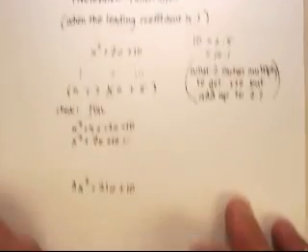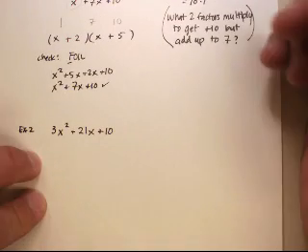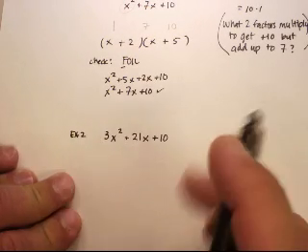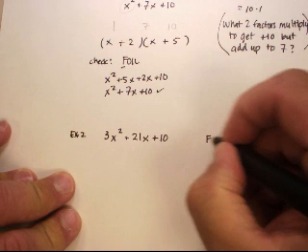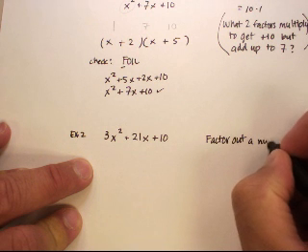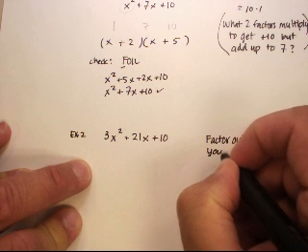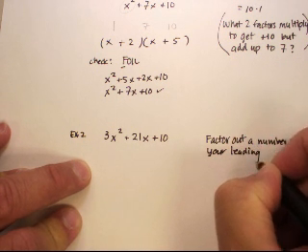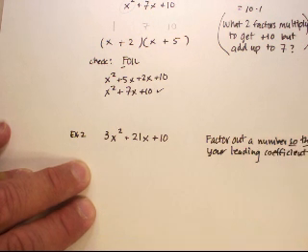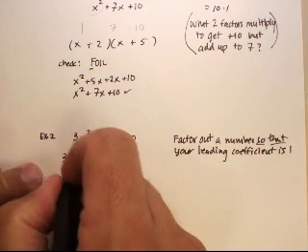All right? Let's look at another example down here. We'll call this example 2. So the question is this: is the leading coefficient 1? And it's not, is it? So the first thing you do is always factor out a number so that your leading coefficient is 1. All right, there we go. So in order to make this 1, I'm going to factor out 3. So let's factor out the 3 first.